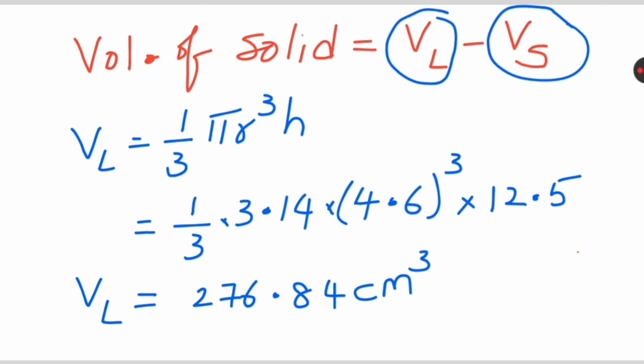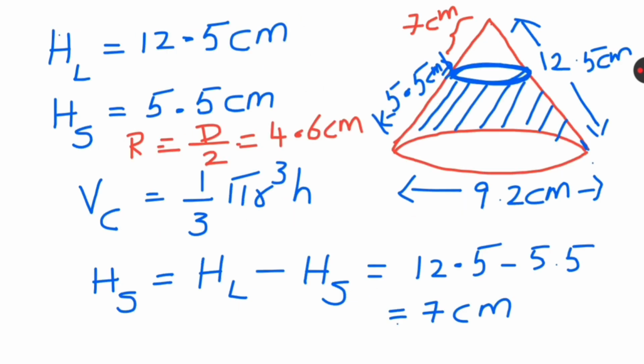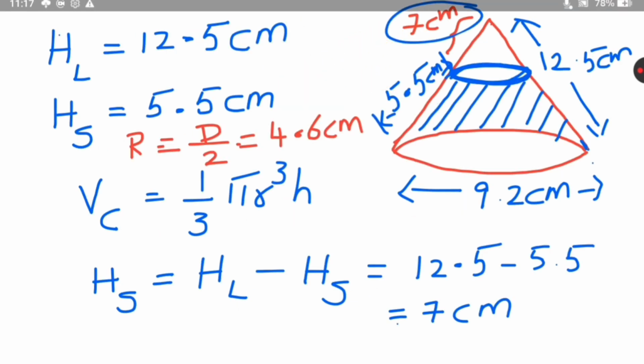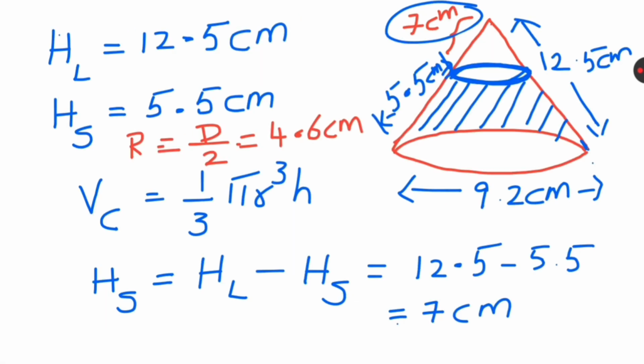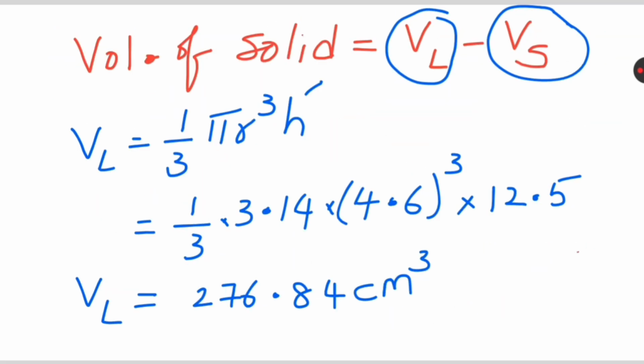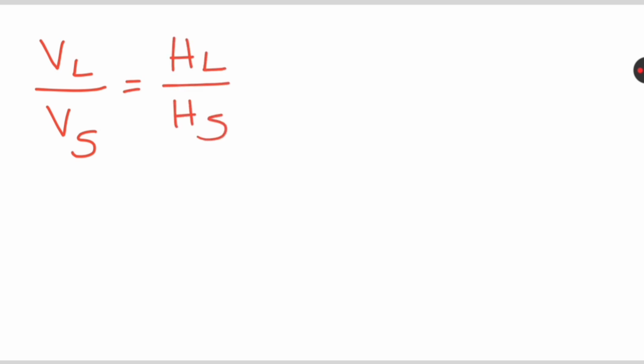To find the smaller cone volume, we know the height, which is 7 centimeters. But we don't know the radius, because the given radius is not for the smaller cone. So in this case, you have to use the concept of similar solids. The similar solids concept is: volume of the larger cone divided by volume of the smaller cone is equal to height of the larger cone divided by height of the smaller cone, whole cubed.